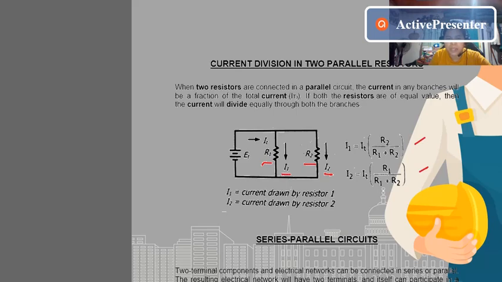So, I1 is equal to I total multiplied by R2 over R1 plus R2. So, makita nato ang difference sa voltage. So, in current, if I1 ang unknown, ang atuang gamiton nga numerator is R2. Same sa I2, if unknown ang atong second current or the resistor, ang atong gamiton is ang R1.